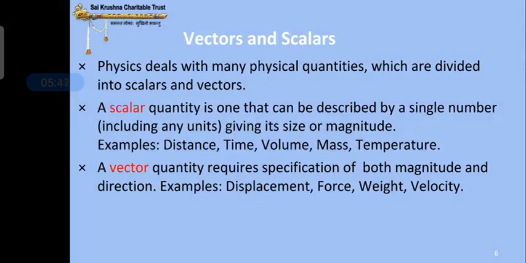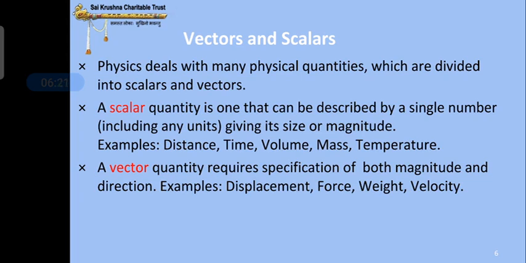Physics deals with many physical quantities which are divided into scalars and vectors. So what do you mean by scalar? Let's take a few examples here: distance, time, volume, mass and temperature. All these things give us only the magnitude, or a single number. For example, the distance traveled by an object is say 20 kilometers. It is just the 20 kilometers. It represents only the magnitude. It does not represent the direction. So that itself is nothing but the scalar quantity.